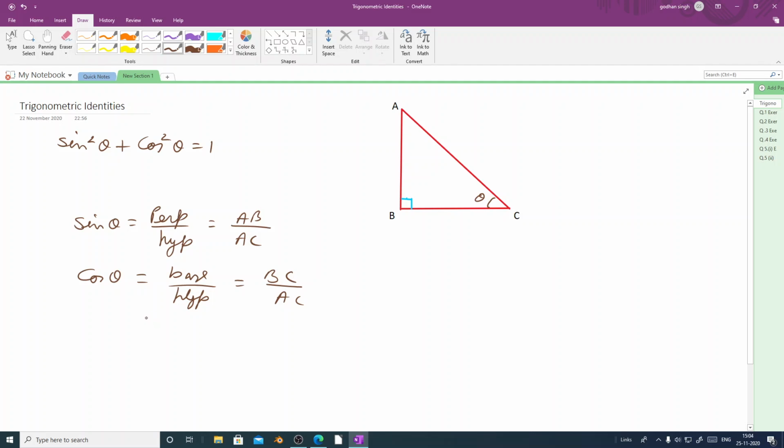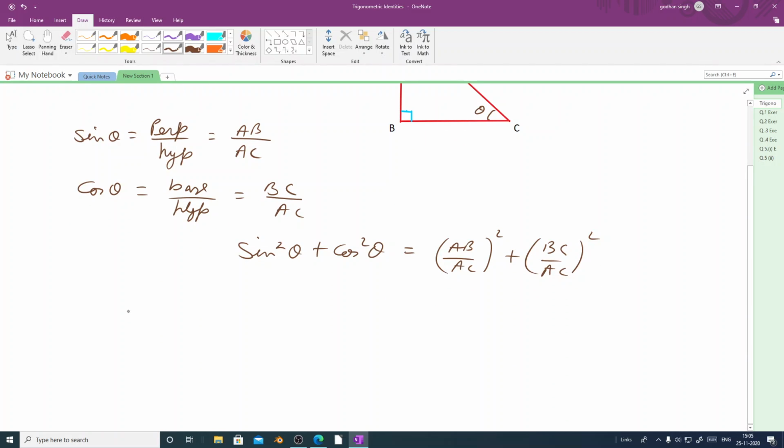Now what we are going to do is put the value of sine theta and cos theta in the left hand side of this identity and check whether sine square theta plus cos square theta is 1 or not. So let us check it out. Sine square theta plus cos square theta is equal to, putting the value of sine theta, AB over AC whole square, plus cos theta is BC by AC, so cos square theta will be BC by AC whole square, and we'll now simplify it.